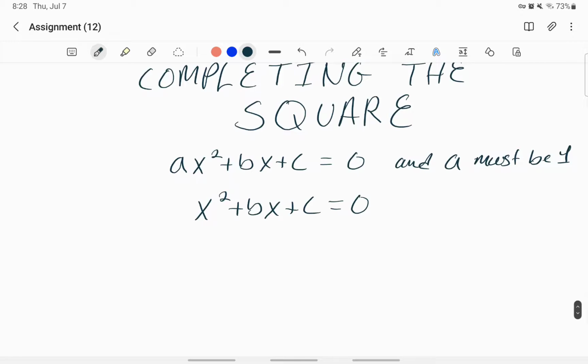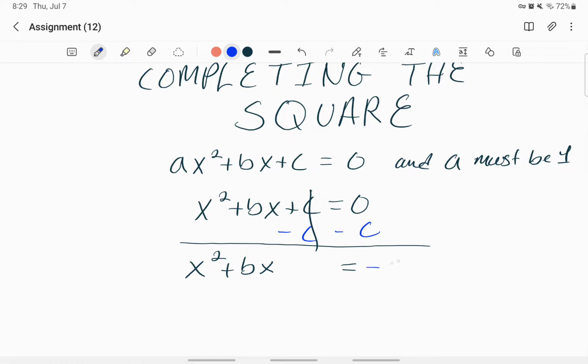So this is what you're going to do. You're first going to move your constant to the right side by subtracting that value. So on the left side, we have x squared plus bx. I'm going to leave a space right here, and that's going to equal to minus c.